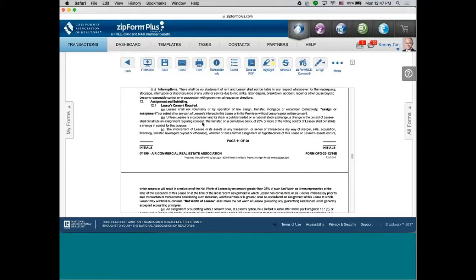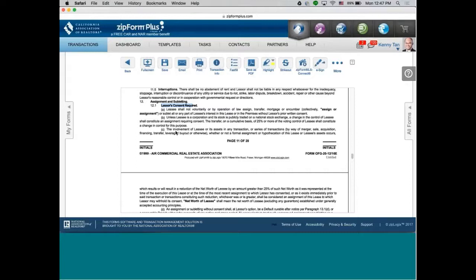If the tenant wants to transfer 51% or greater of the, well, actually, this one is actually not 51%, it's even worse than that. I think it's something like 25%. Yeah, 25% will trigger it. You don't even need 51%. Okay, it says here, the transfer on a cumulative basis of 25% or more of the voting control of lessee shall constitute a change in control of this business. So even a 25% transfer will require the landlord's consent. Okay.